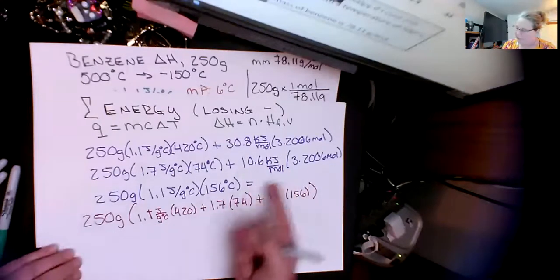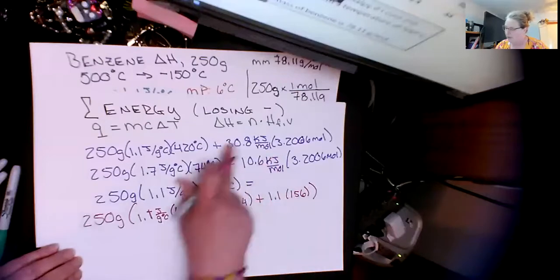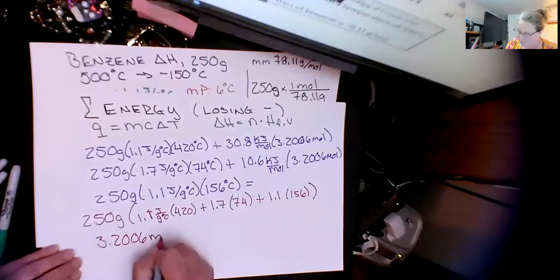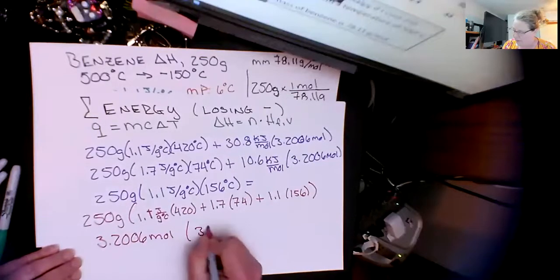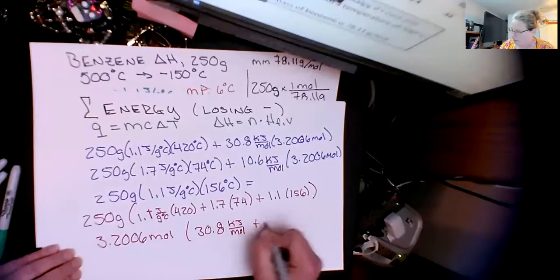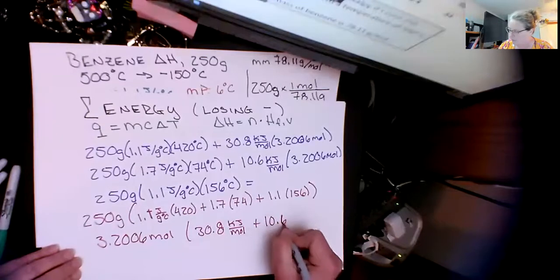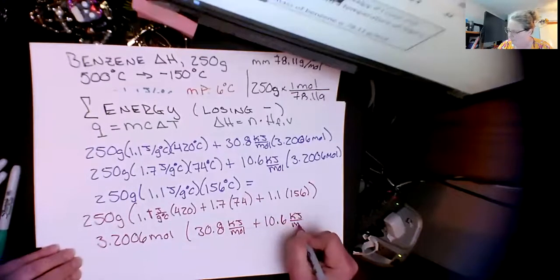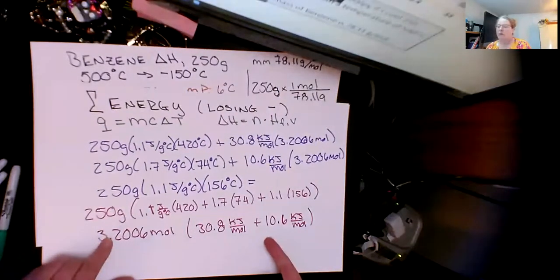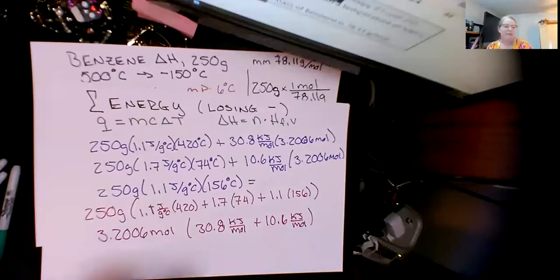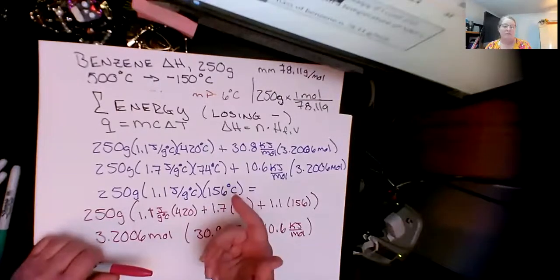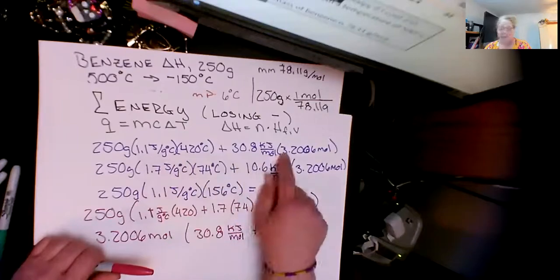Cool. And then the other one, well, those are just kind of individual, because we could pull out the moles. So 3.2006 moles times 30.8 kilojoules per mole plus 10.6 kilojoules per mole. Cool. That just saves on some of the button pushing. And when this gets really involved, sometimes this is just kind of an easier way to go. Other times you might want to go along with just using step-by-step, just number push each.